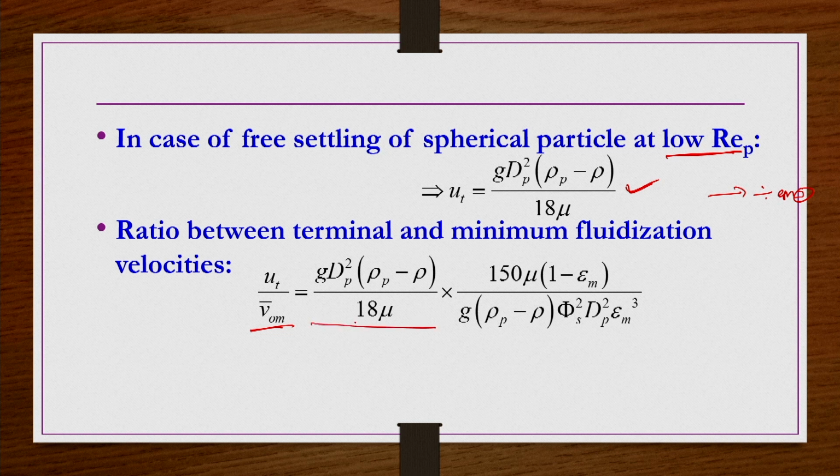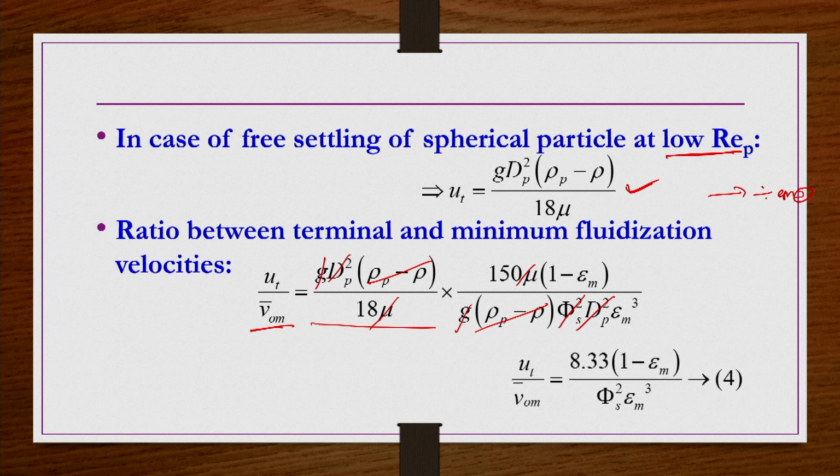So, u_t is the free settling velocity of a single particle, and divided by V_om bar it is nothing but g delta rho phi_s squared d_p squared epsilon cubed by 150 mu (1 minus epsilon), right. So, 1 minus epsilon_m actually. Now here g cancels out, d_p squared cancels out, and let us say we are taking spherical particles, so let us not worry about the shape factor. Mu is also cancelled out, and delta rho can be cancelled out. So, what we are having is (1 minus epsilon_m) by epsilon_m cubed, multiplied by 150 by 18, that is 8.33. That is what we get here.